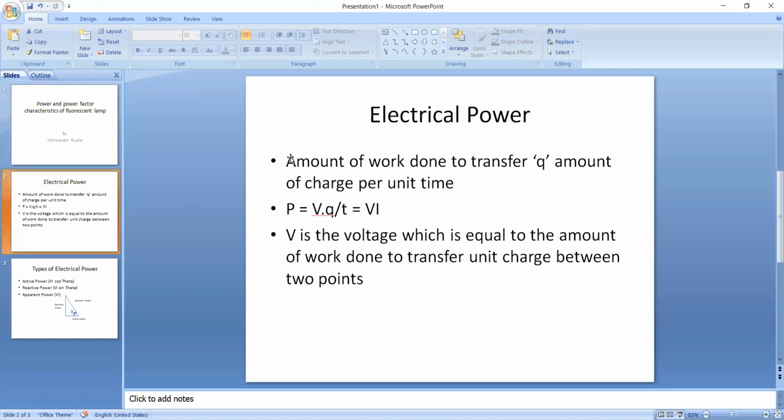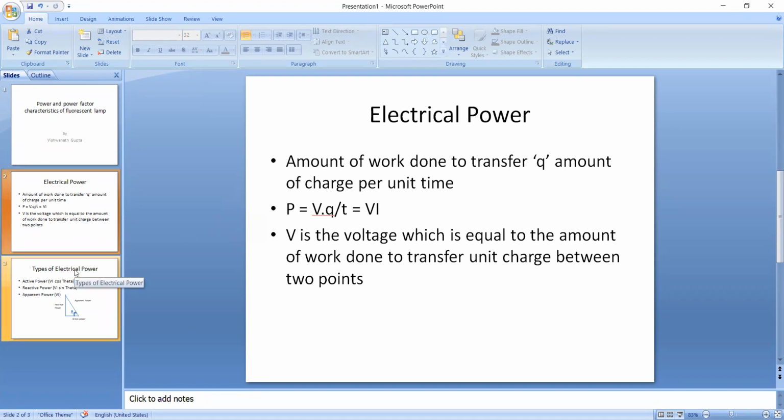What is electrical power? It is the amount of work done to transfer Q amount of charge per unit time. You know potential difference or the voltage is equal to the amount of work done to transfer unit charge between two potentials, right? That is the potential difference or the voltage V. Now if the amount of charge is Q, the amount of work done to transfer Q amount of charge per unit time is known as electrical power, and it is given as V into I.